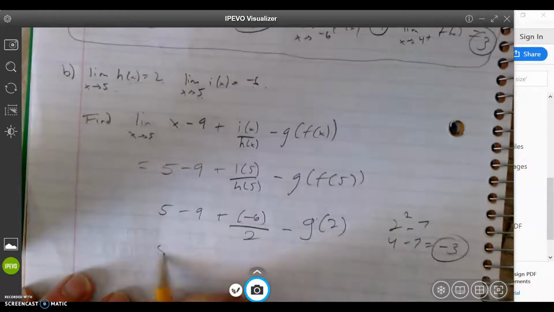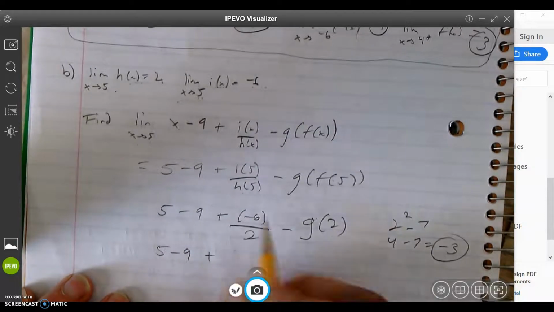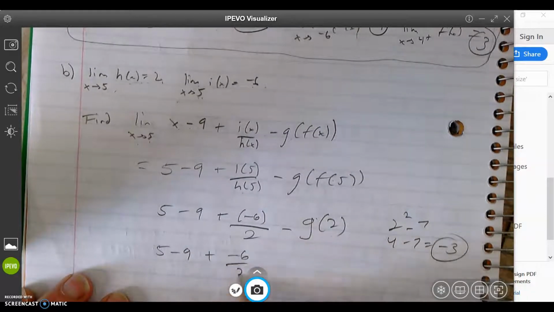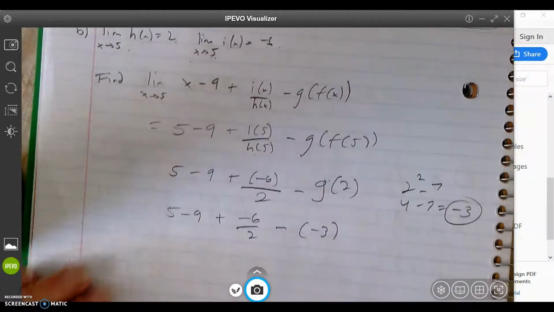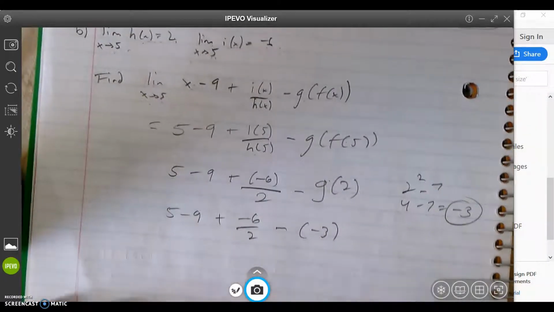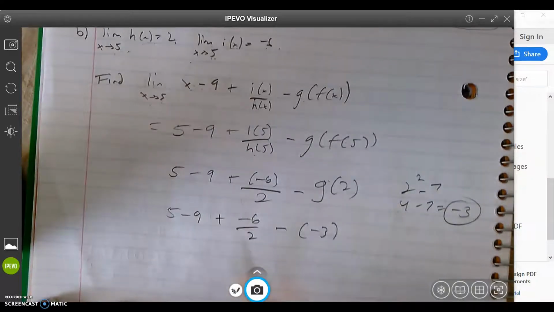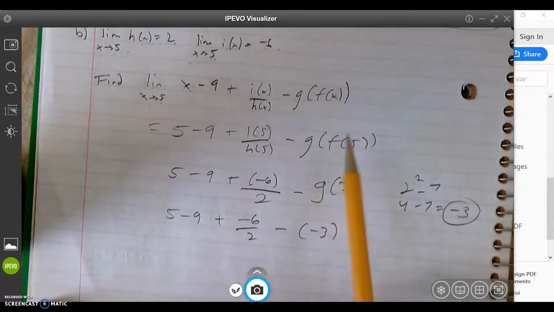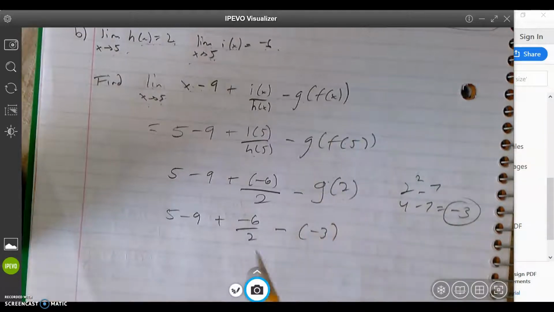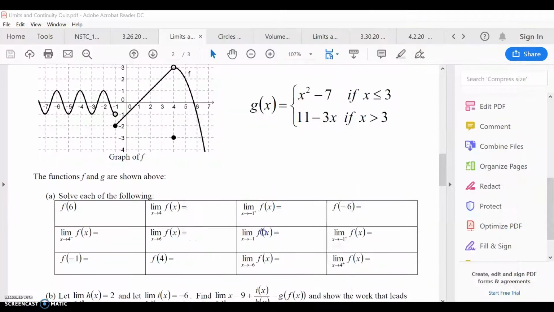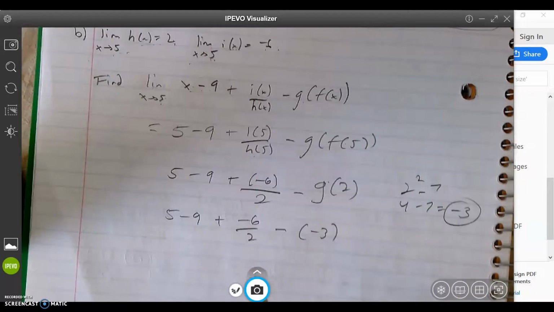So it's going to be 5 minus 9 plus -6 divided by 2 minus -3. Okay, so if you're confused about that, pause it, rewind the video, etc. That's how you do it, plug in everything. So we find f of 5, which is 2, and then for g of 2, I use this equation right here, and the 2 I plugged in right here, x squared minus 7. Got it.